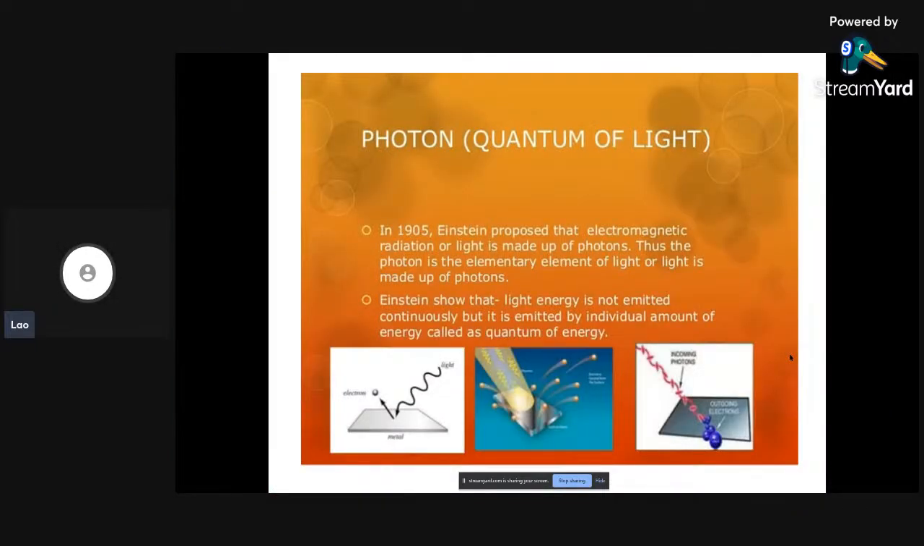Okay, photon, quantum of light. So in 1905, Einstein proposed that electromagnetic radiation or light is made up of photons. Thus, the photon is the elementary element of light. So Einstein showed that light energy is not emitted continuously, but it is emitted in individual amounts of energy called quantum of energy. So if you can see the pictures here, it means that when the light radiates on a photosurface, nagkakaroon ng emission or release of electrons.